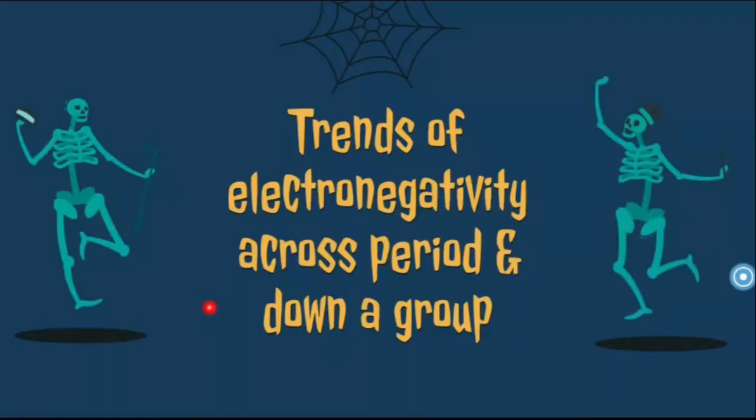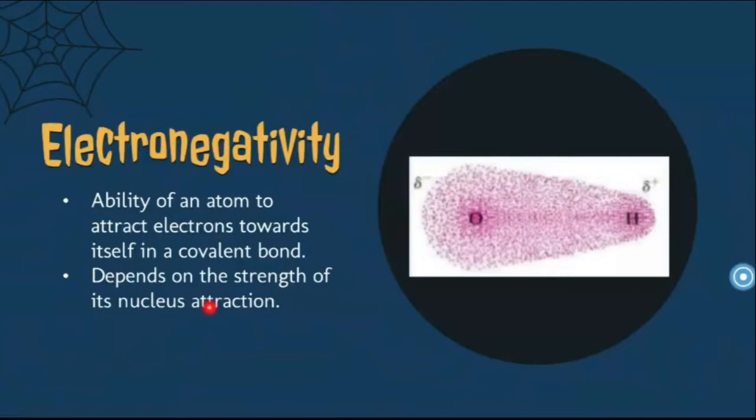So we go to the second trend, which is electronegativity: the trends of electronegativity across a period and down a group. What is electronegativity? Electronegativity is the ability of an atom to attract electrons toward itself in a covalent bond. This ability strictly depends on the strength of nucleus attraction. When you have stronger nucleus attraction, is it easy or hard to attract electrons? Easy to attract electrons.